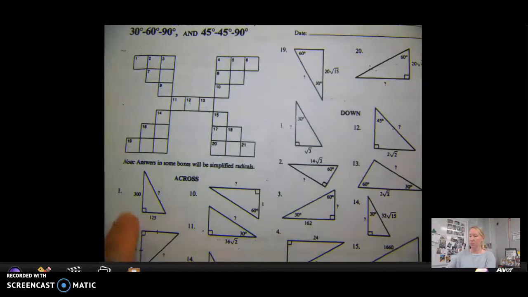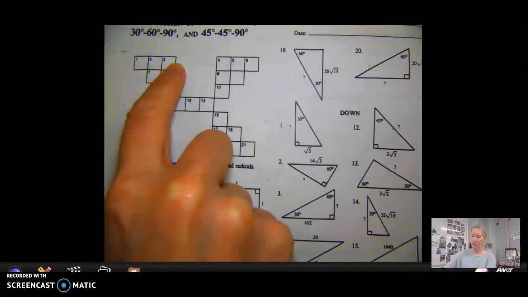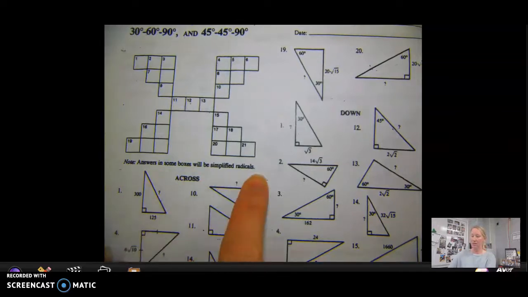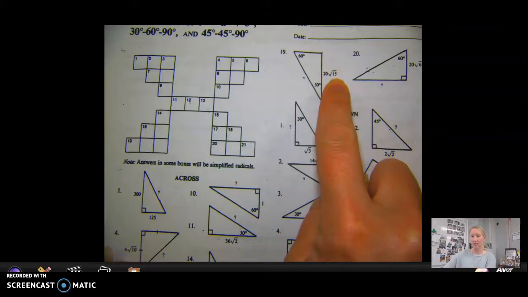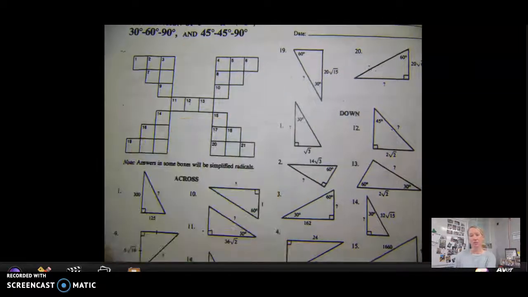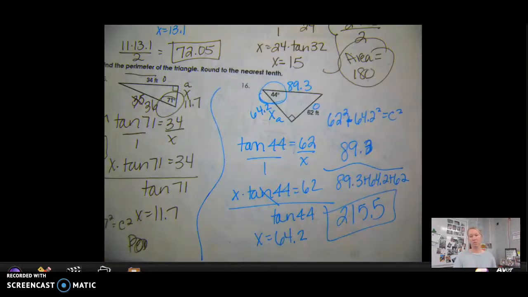So it's like a crossword puzzle. On number 1, you're doing these triangles and finding the missing side lengths. So this one will go on 1 across, the answer to that. Answers in some boxes will be simplified radicals, just so you know. If they're not whole numbers, they'll be simplified radicals like this guy. Then you'll enter your answers into Schoology off of this. So those are your 2 homework assignments for this section.